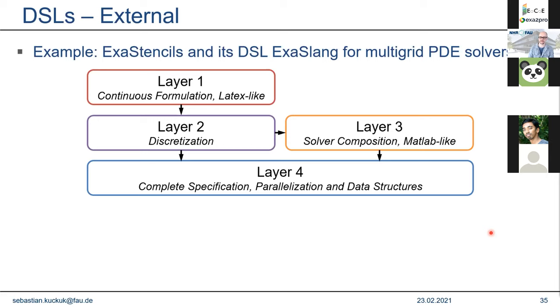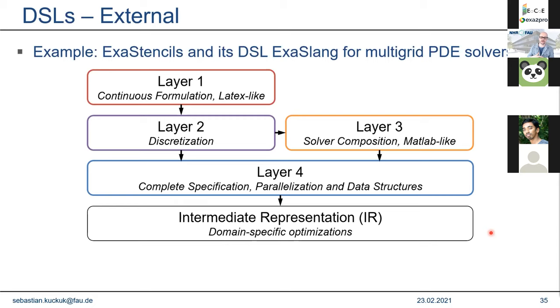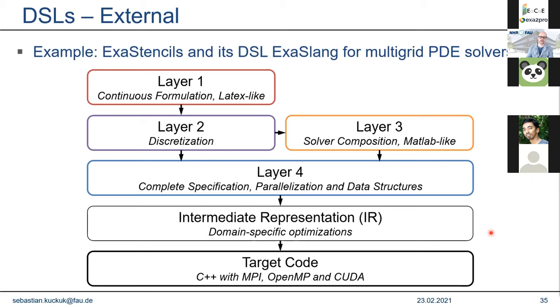And then it follows the path we've seen before. We map this to an intermediate representation, do a lot of transformations, and map that to target code, which in this case is C++ with MPI. So this generates the MPI communication as well. And if you choose to, OpenMP and/or CUDA.